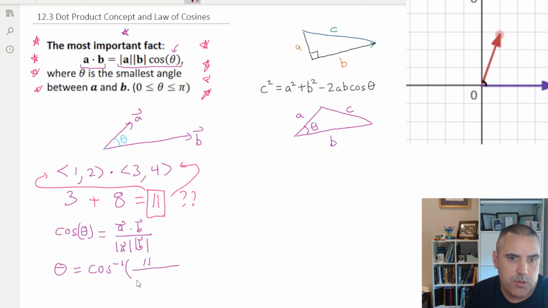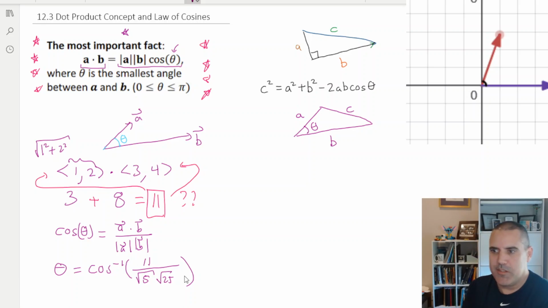The bad part is you have to compute the lengths. This is going to be square root of 5. How did I get that? I found the length of this vector: 1 squared plus 2 squared, square root. What's the length of the other vector? You can try that. Square root of 3 squared plus 4 squared. I think that's the square root of 25, which is just 5.